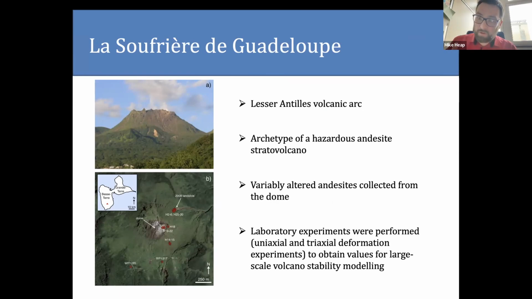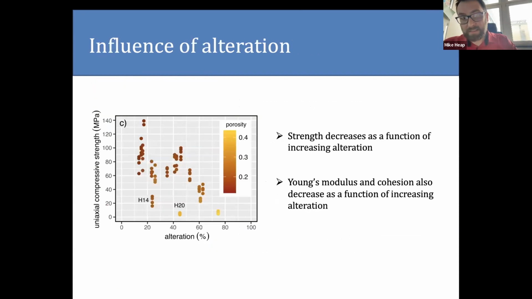What we did is we went to the volcano, we collected a bunch of materials which are variably altered, took them back to the lab. We did uniaxial and triaxial deformation experiments, and these were all tailored towards providing values for large-scale stability models. And so we did the experiments in order to populate the models with what we considered realistic values for the materials comprising the edifice.